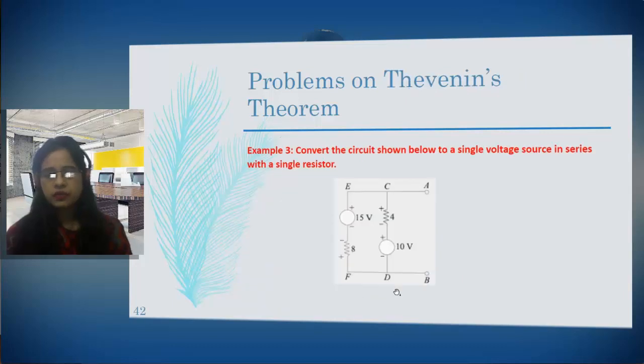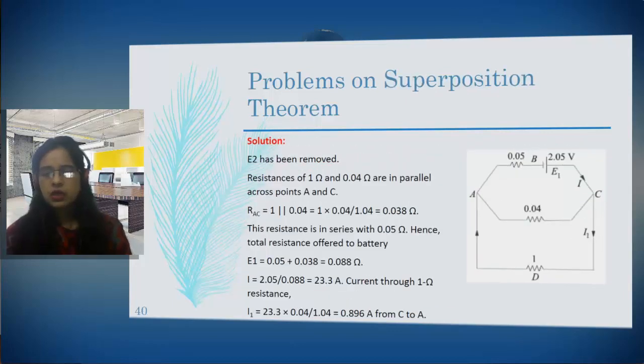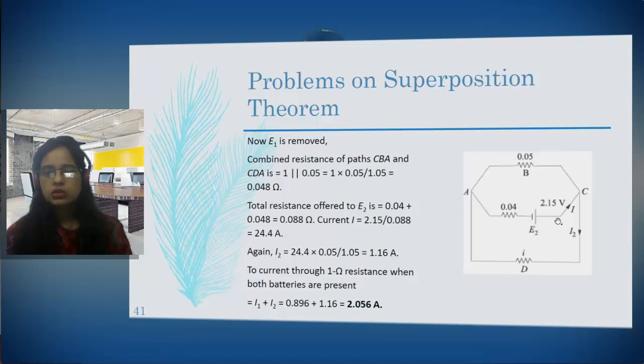Now notice the direction of current. See, here in the first case, when E2 was removed, the direction is downwards. Here also, when E1 is removed, the direction is downwards. So in both the cases, the direction of current is downwards. That means they are in the same direction. So directly the current will be added up. So I1 plus I2 is equal to this plus this, which will give you 2.056 ampere as the overall current flowing through the resistance 1 ohm.